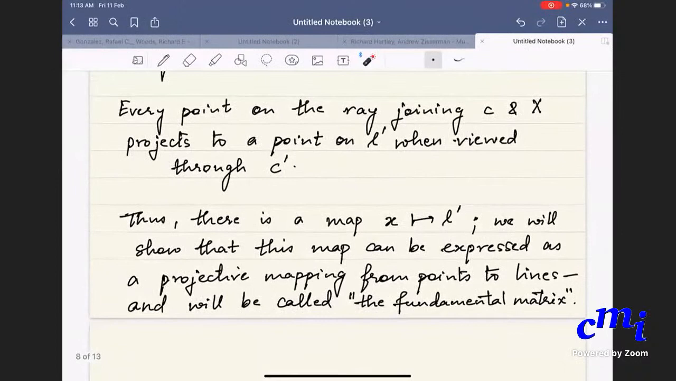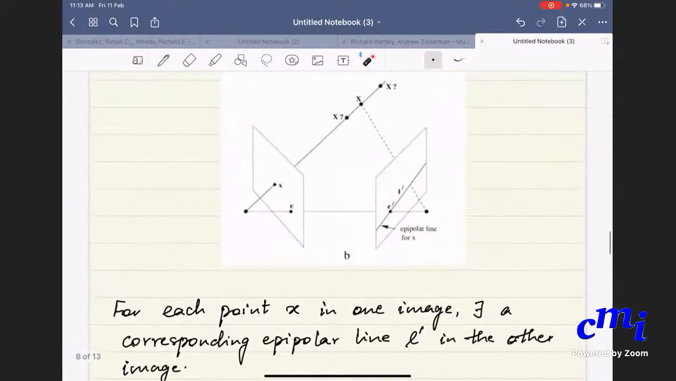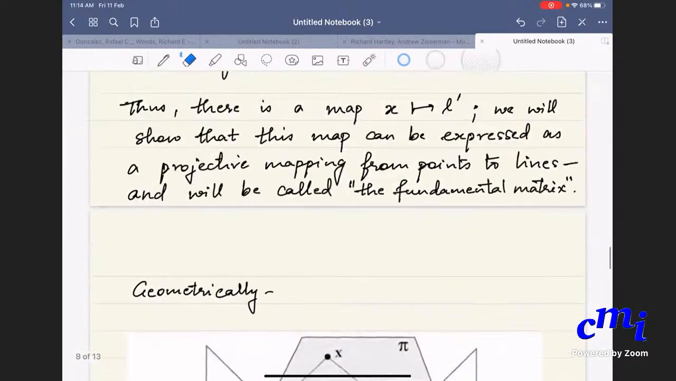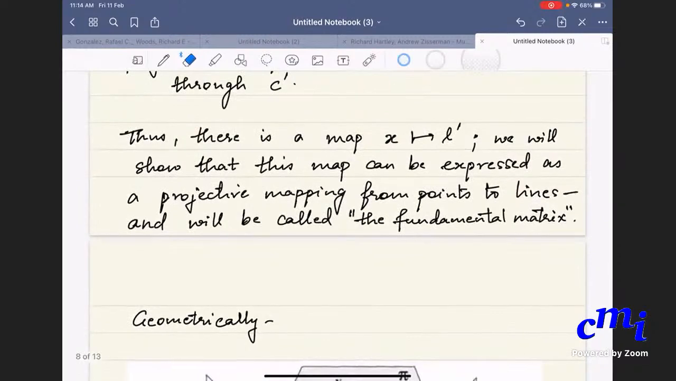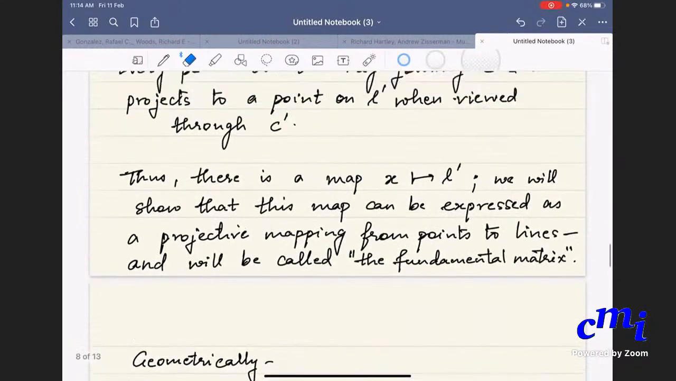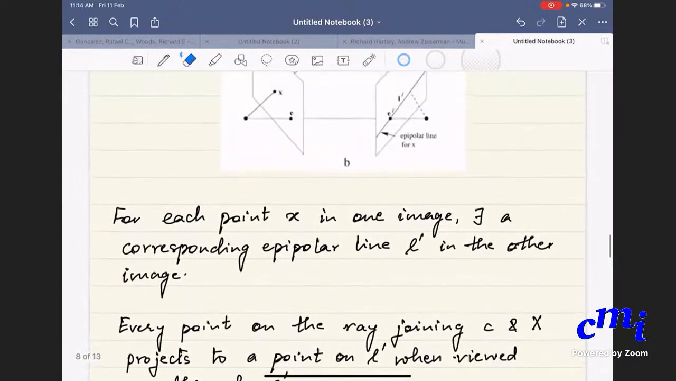So yes, there is a map which will send x to L prime, and we will show that this map can actually be expressed as a projective mapping from points to lines. So points in this image plane to lines in this image plane. What will this projective mapping do? It will take a point here and give a corresponding line here, and x prime will be a point on that corresponding line. So that map is actually called the fundamental matrix. And the fundamental matrix does a bit more. It actually gives you x prime itself.